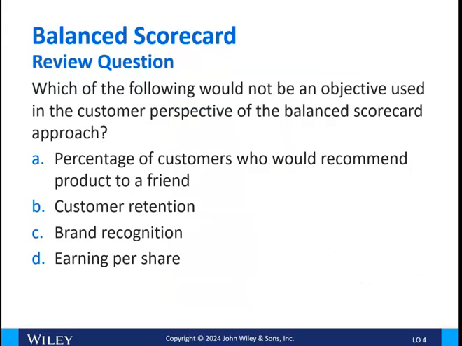Review question for the balanced scorecard. Which of the following would not be an objective used in the customer perspective of the balanced scorecard approach? Okay. In the customer perspective, you would not use earnings per share. That's a financial measure, would be in the financial perspective. It's a good objective, especially for public companies, something that would be there, but it would not be in the customer perspective.